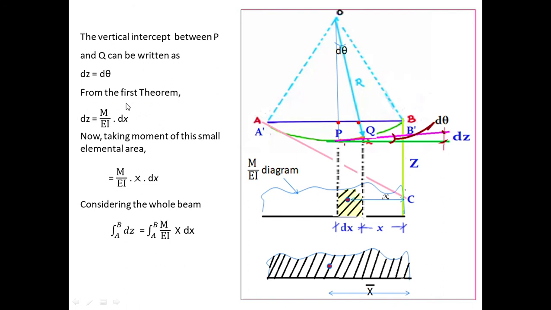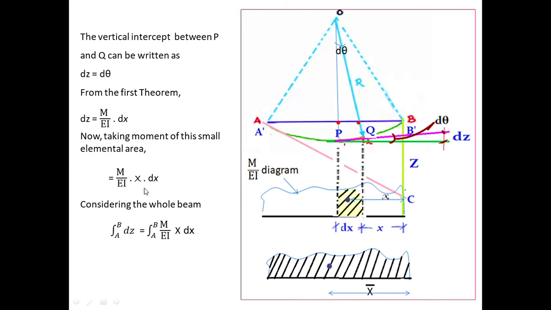We know from the first theorem, that is the Mohr theorem 1, that the slope is nothing but the area of the curvature diagram. Here d theta is that slope, is it not? So how can we write it? It is the area of the M by EI diagram. Therefore we can write it as M by EI, right?